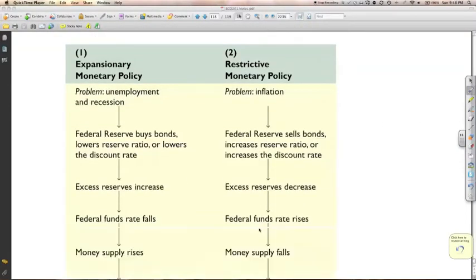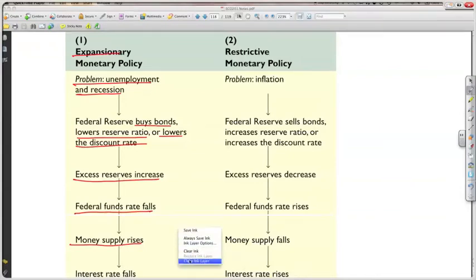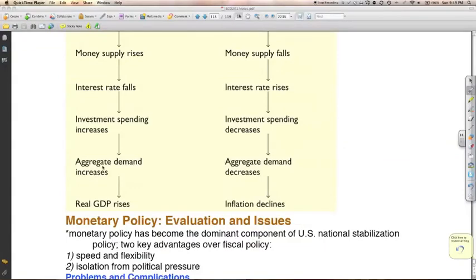Here in this table is a nice cheat sheet of ways to remember what's going on. So here our problem is unemployment or recession, or in our earlier models, too low of aggregate demand. So the Fed is going to want to use expansionary monetary policy. So they buy bonds, lower the reserve ratio, or lower the discount rate. This increases excess reserves. Federal funds rate will fall, thus money supply increases, interest rate falls. Then we have an increase in investment spending, aggregate demand will increase, and real GDP will increase.